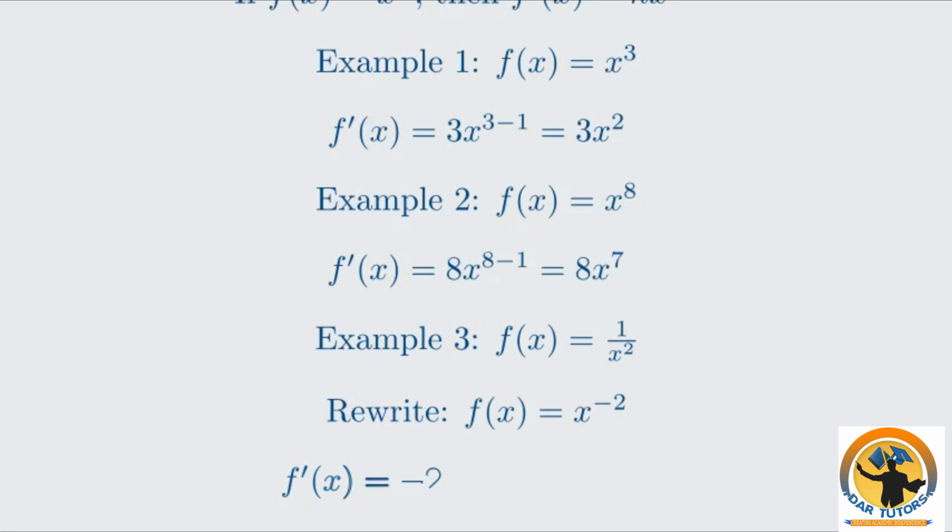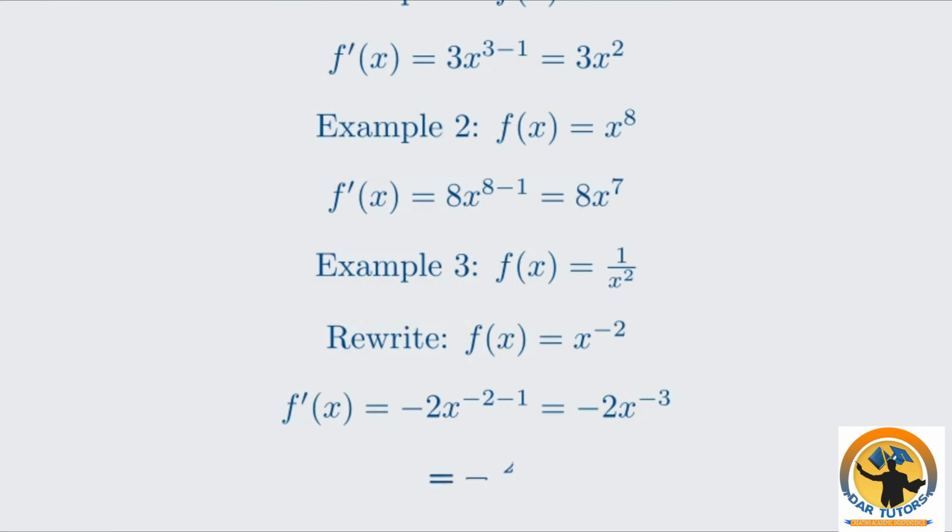The derivative is negative 2 times x to the power of negative 2 minus 1, which is negative 2x to the power of negative 3. We can write this back as a fraction, negative 2 over x cubed.